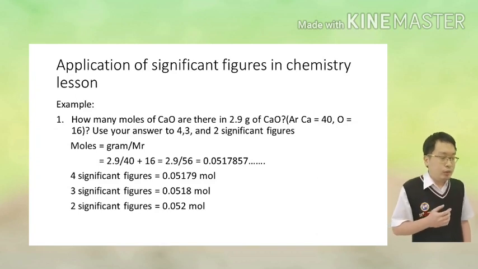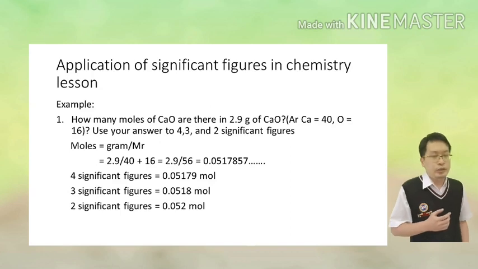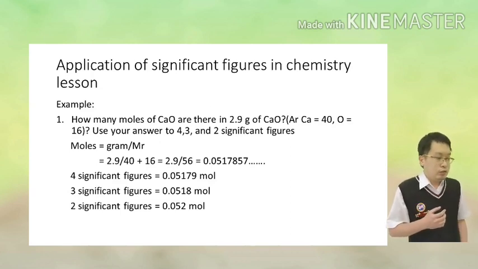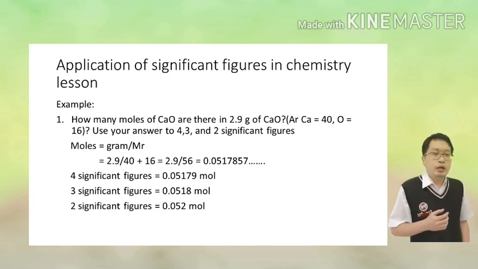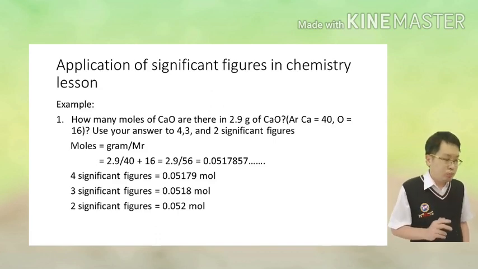Okay, so example number 1. How many moles of CaO are there in 2.9 gram of CaO? After you learn mole from the previous meeting, of course, you are expected to get the answer by inserting mole equals gram over Mr. 2.9 divided by 40 plus 16.